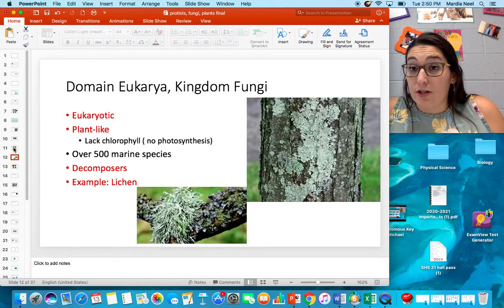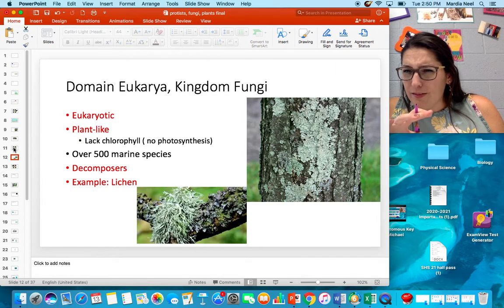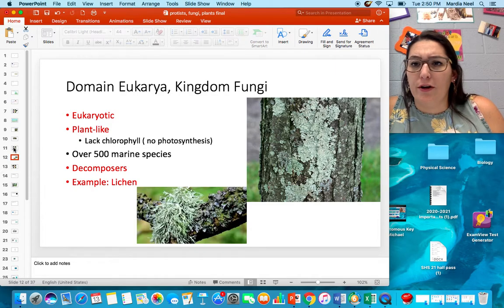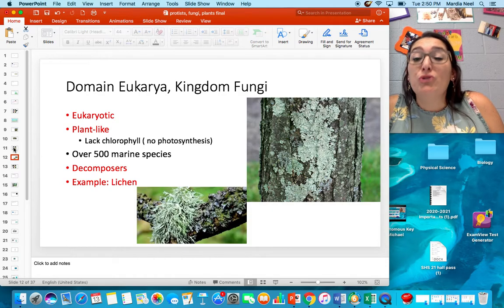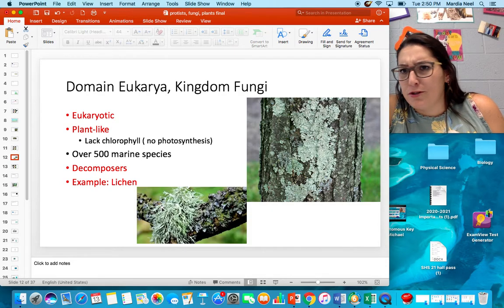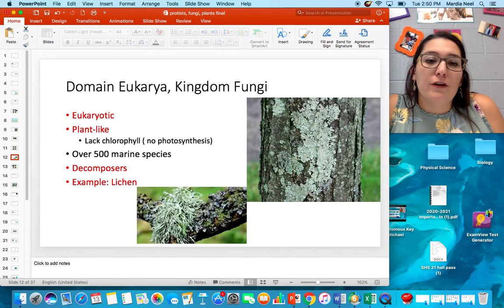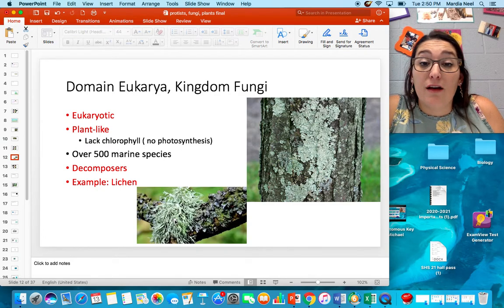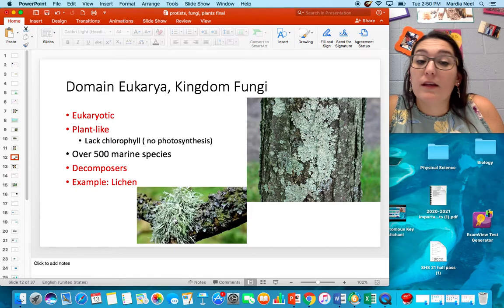They're decomposers. They're actually heterotrophs. They don't make their own food. They consume outside food. They consume dead and decaying matter in order to grow. But they do look like a plant. A lot of them are considered plants. Most of you look at a mushroom and think of a plant. There's over 500 different species of fungi in the ocean.